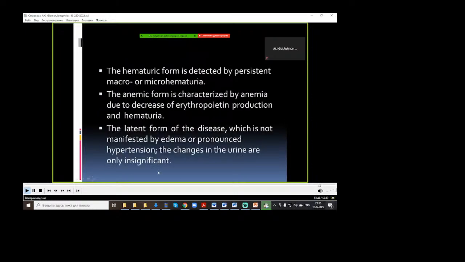The hematuric form is detected by persistent macro or microhematuria. The next, anemic form, is characterized by anemia due to decreased erythropoietin production and hematuria. The next is the latent form of the disease, which is not manifested by edema or pronounced hypertension, and the changes in urine are only insignificant.